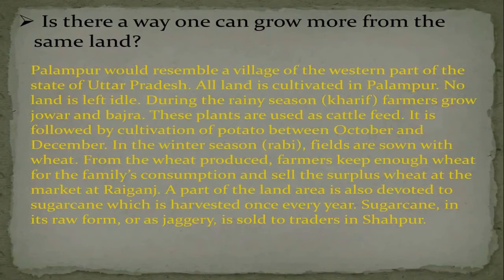Now, this entire process of growing more than one crop on one piece of land during 1 year is known as multiple cropping. This is the most common way of increasing production, and all farmers in Palampur grow at least 2 crops. Most of them also grow potato as the third crop.